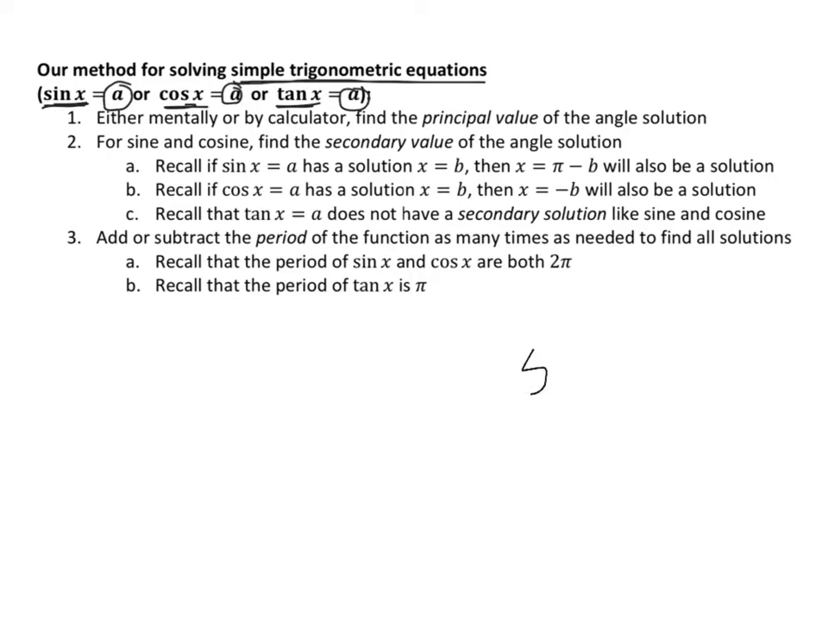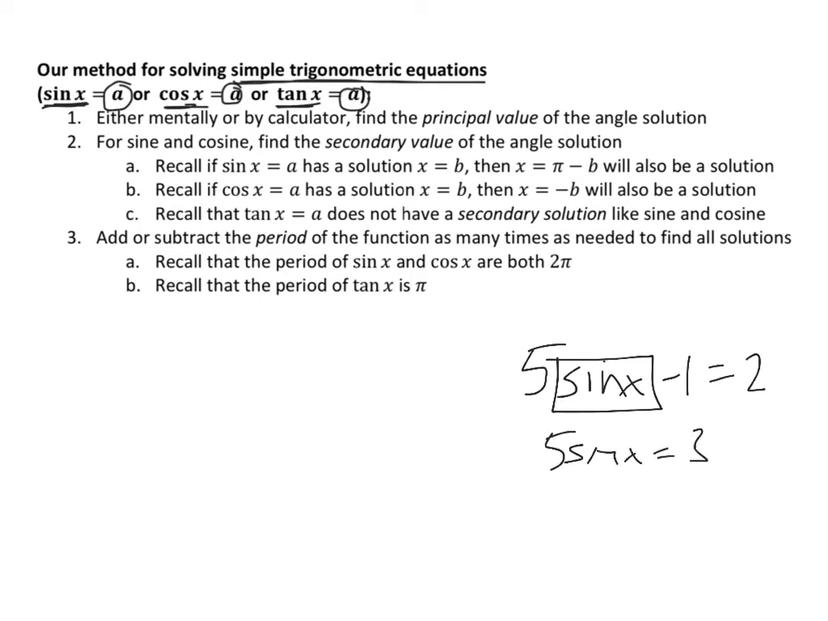So if you had, for instance, something like 5 sine x minus 1 equals 2, you would work with this so that sine x is isolated. You'd have 5 sine x equals 3, and then you divide by 5 to get sine x equals 3/5. At this point, you would apply the method we're about to talk about for solving these simple trigonometric equations.